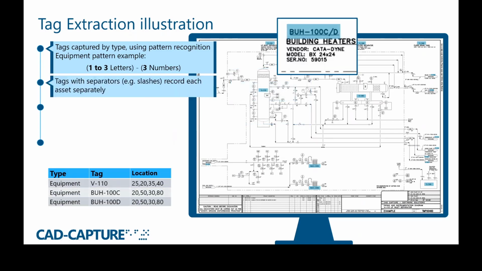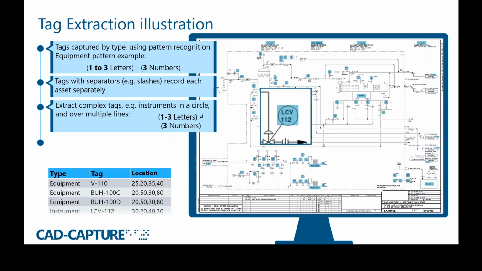We can also handle tag separators. So here you can see that the 100C/D, there's a single instance on the drawing here, but we can take that and give us a separate line item in the database. That makes it much more searchable in terms of the integrity of the drawing itself and the database.